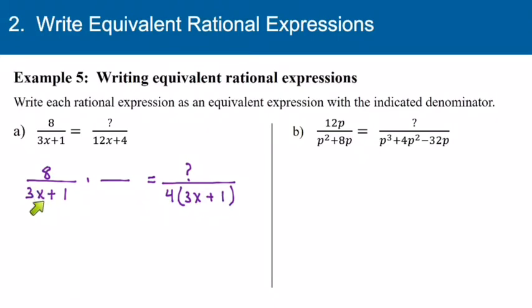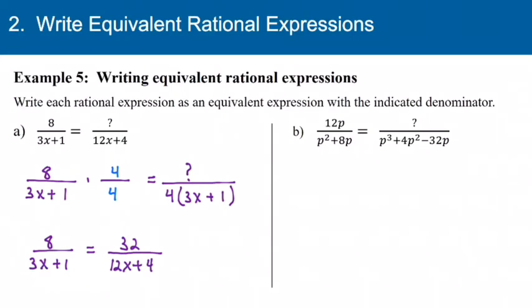Now, we started with a 3x plus 1. So what do we need to multiply by to achieve this? So of course I need to multiply by 4. And if I multiply by 4 in the denominator, I'm going to need to multiply by 4 in the top. Okay, so the new top is going to be 8 times 4, so that's 32. So we see that 8 over 3x plus 1 is equal to 32 over 12x plus 4.